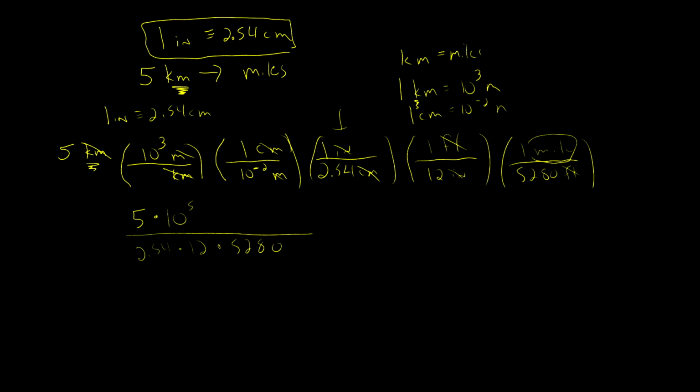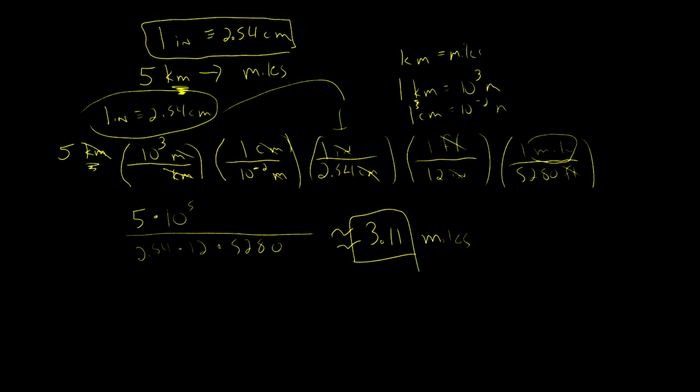5 times 10 to the 5th divided by, I will put parentheses, 2.54 times 12 times 5280, parentheses, and I get 3.106, or approximately 3.11 miles. And if you've ever run a 5K, that's it. 3.11 is the distance people use. And so this is how we do dimensional analysis to convert. We make sure our units cancel out, and we turn these into nice fractions.